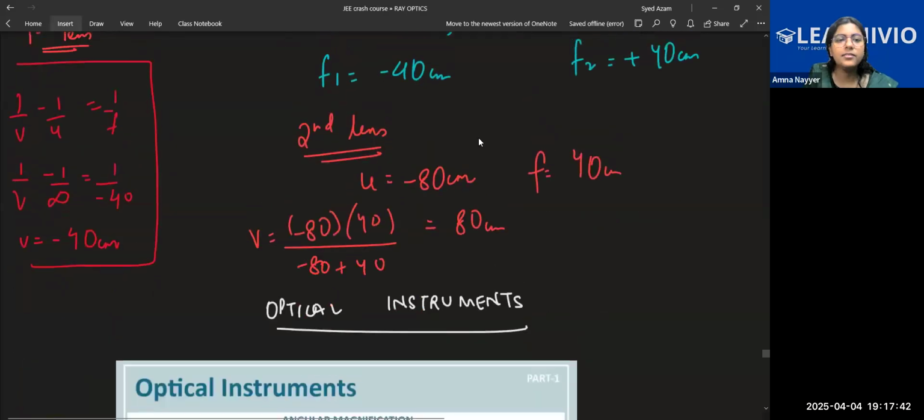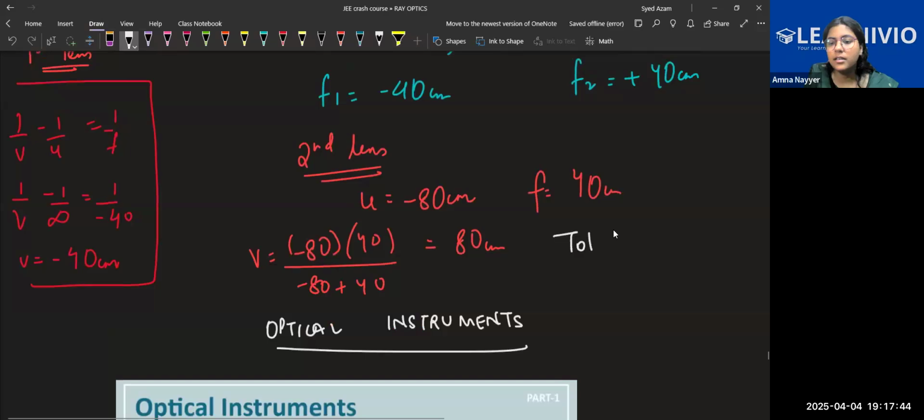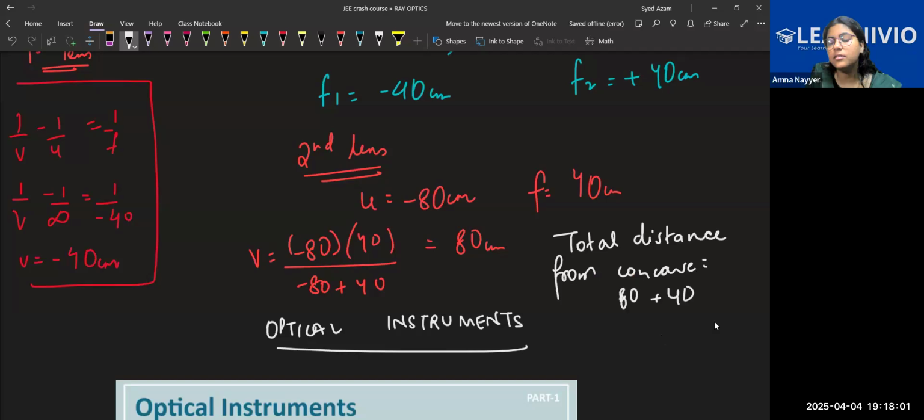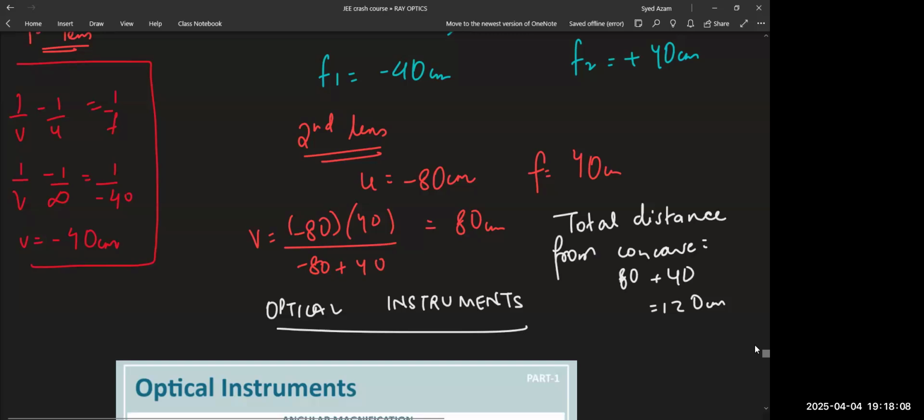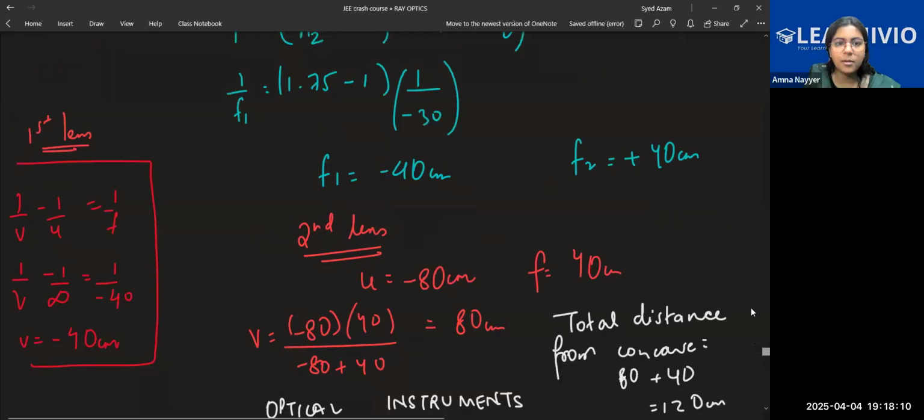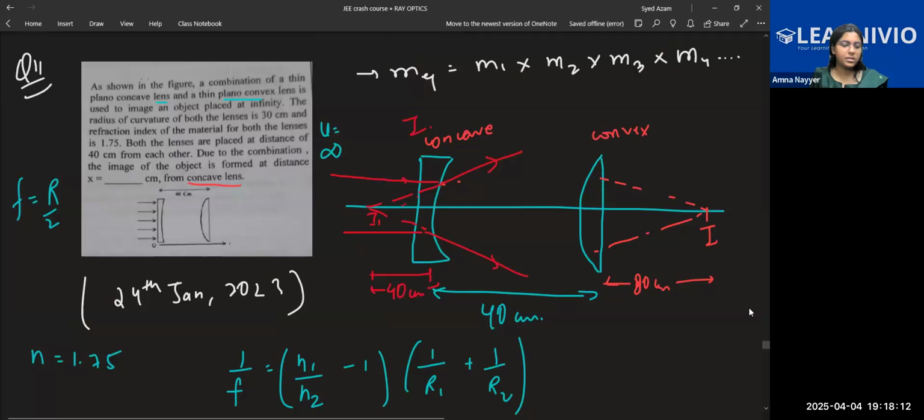The final answer will be the total distance from the concave lens, which is 80, plus that 40 centimeter gap between both the lenses, which is 120 centimeters. Got it, both of you? Yes, ma'am. Please write down this properly, and then we'll come to the last part, optical instruments.